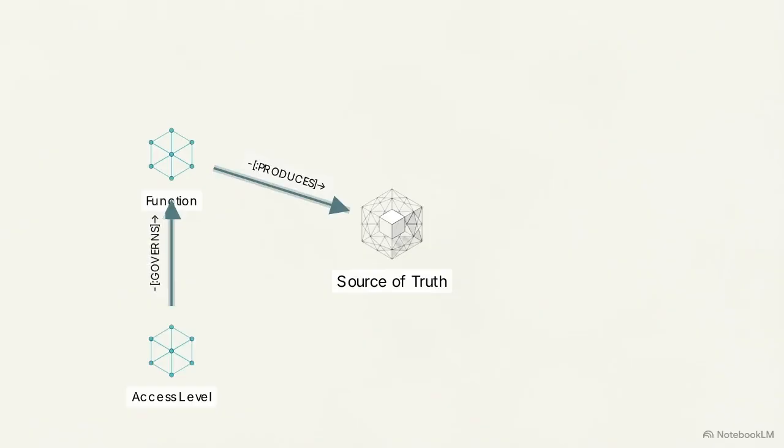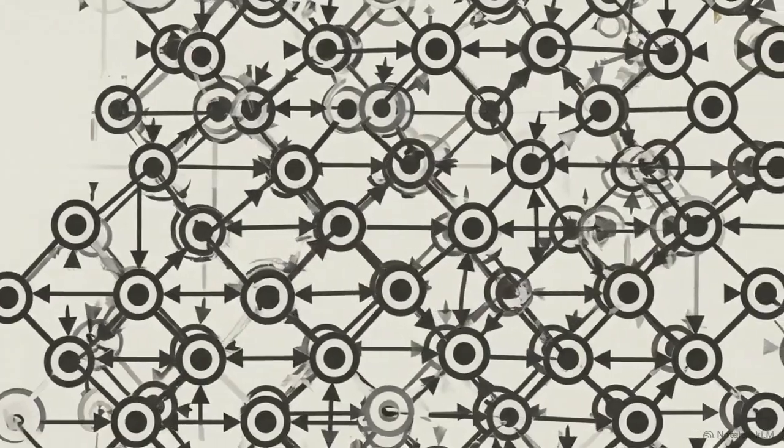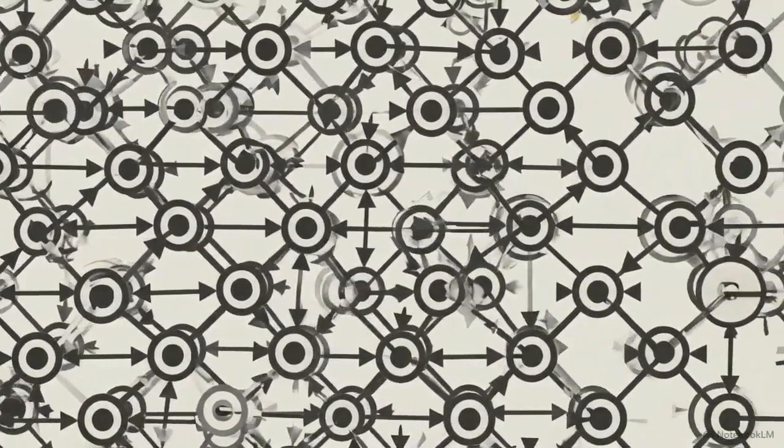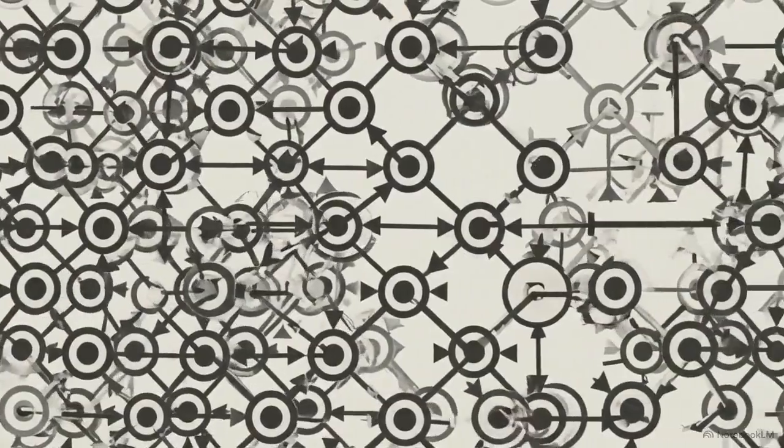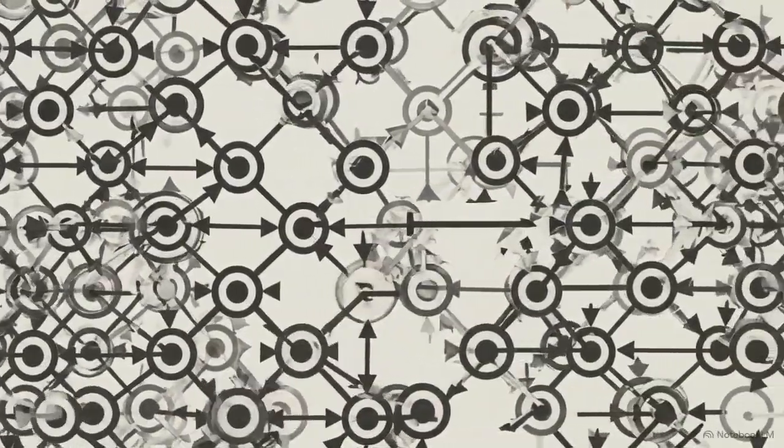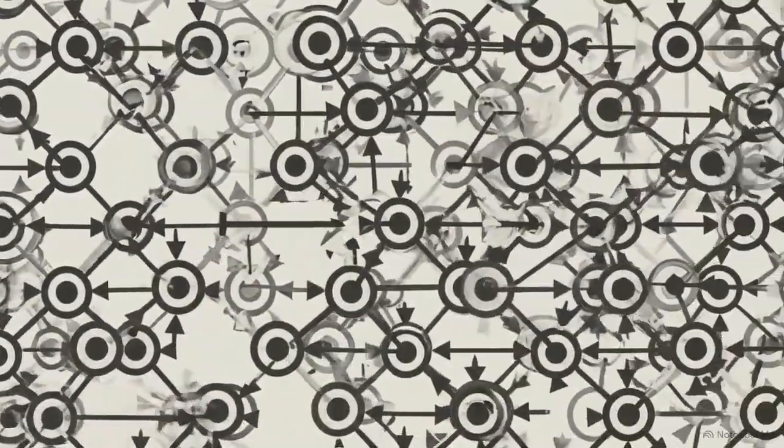These edges create strict directional intent. They map out exactly how a specific function produces data, or how a certain access level governs a function. We call this relational structure the golden mesh. It eliminates isolated context entirely, providing the AI with a mathematically verified map of the system's logic.